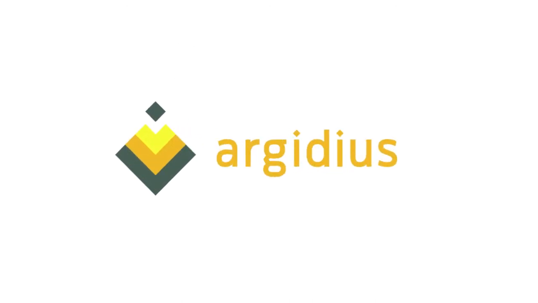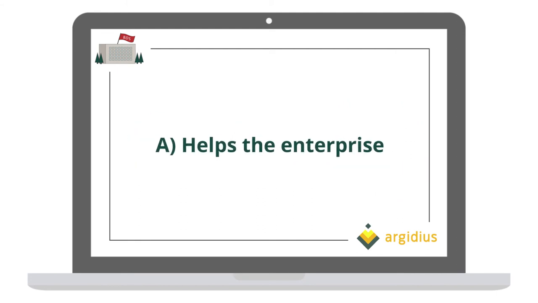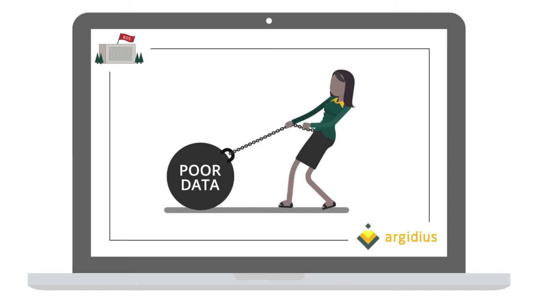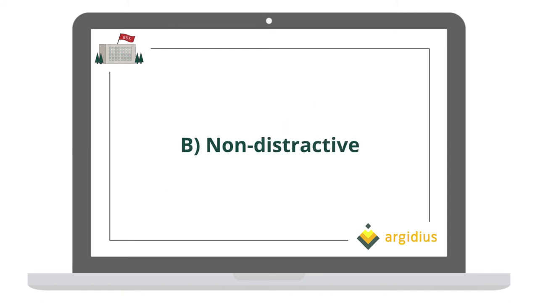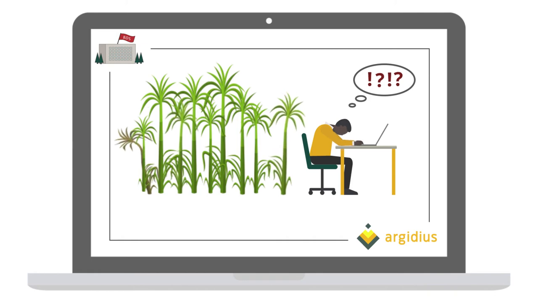Argidius is a proponent of BDS providers assessing the impact of their services on their clients' revenues, employment, and investment outcomes. We have chosen these three indicators because A, knowing these figures helps the enterprise. If they don't know these figures, they are holding themselves back. And B, these key metrics do not distract from the business by detracting from what is important. There is a risk of measuring too many indicators which are not relevant.